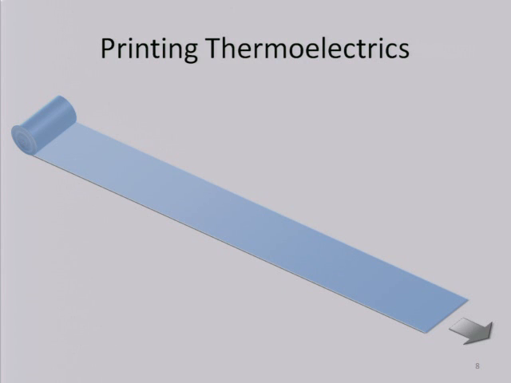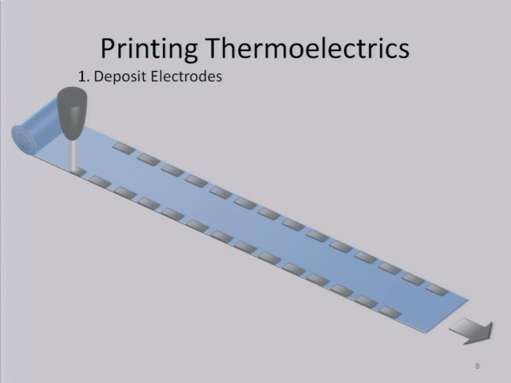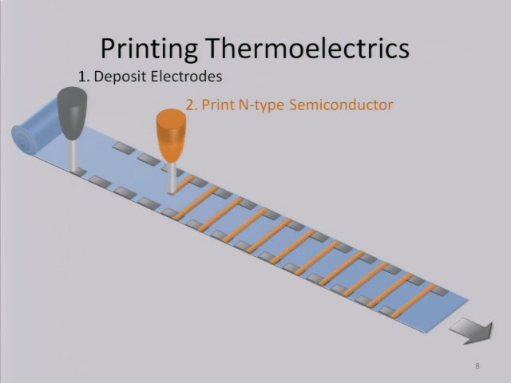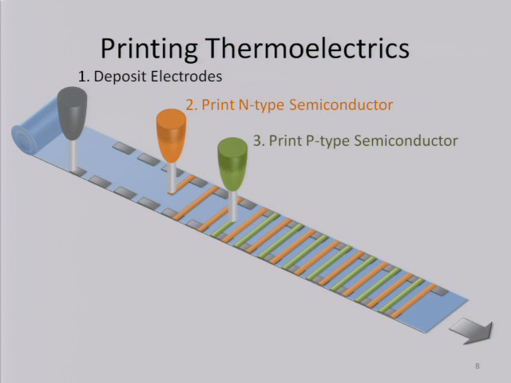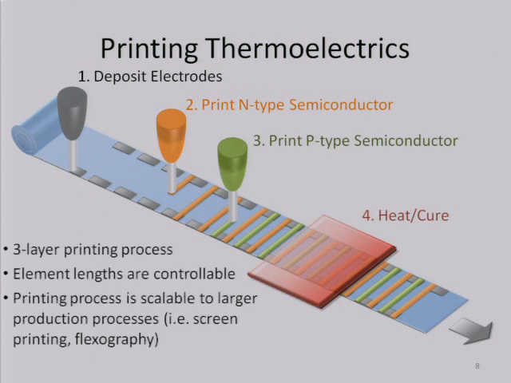So think of a flexible substrate, and we would first print these metal interconnects. They're called electrodes here. Technically, they're better called interconnects. And then we print the N-type semiconductors, and then the P-type semiconductors, heat and cure the thing. So we'd have a process which is relatively inexpensive, a 3-layer printing process which generates elements the length of which are controllable.